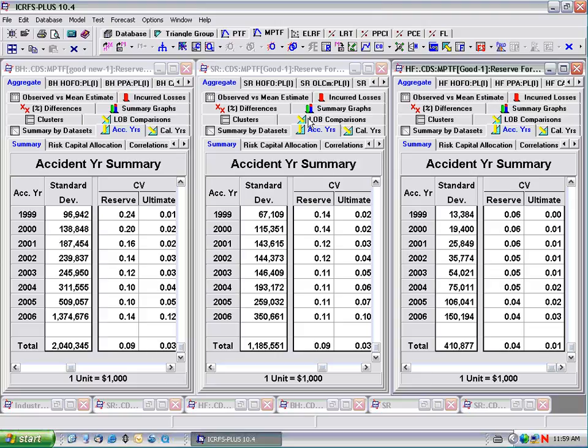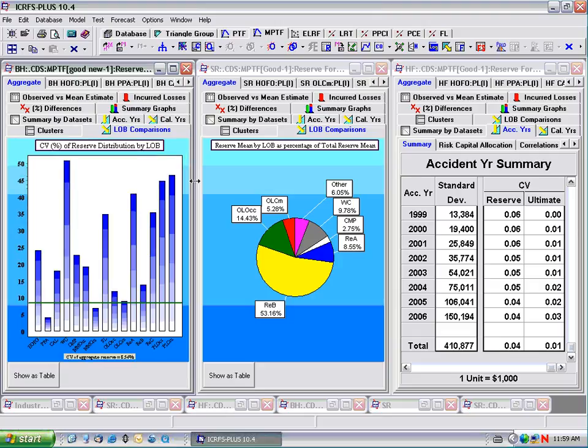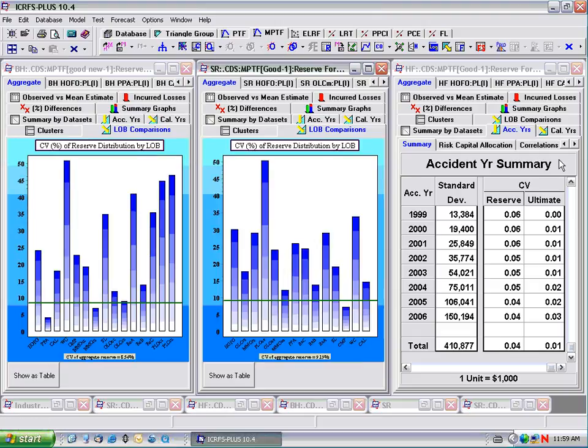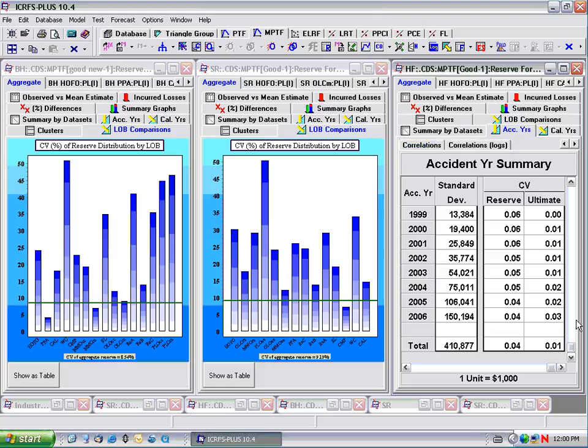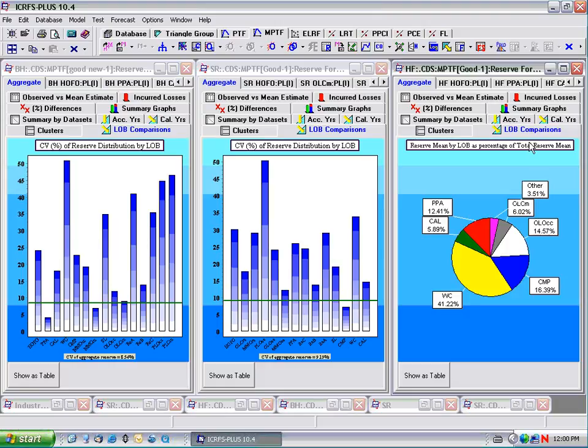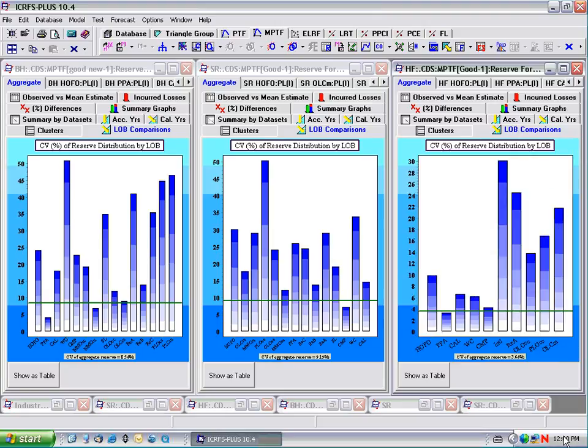Let's go back to LOB comparisons, and we can check out the coefficient of variations. Okay. For instance, international for Hartford's got a large coefficient of variation. For Swiss Re, the largest coefficient of variation is PL, public liability occurrence. What about OEA? OEA is 29%, whereas for it's 41%. It's a big difference, 41% versus 29%. So they are different in a lot of respects, coefficient of variations.